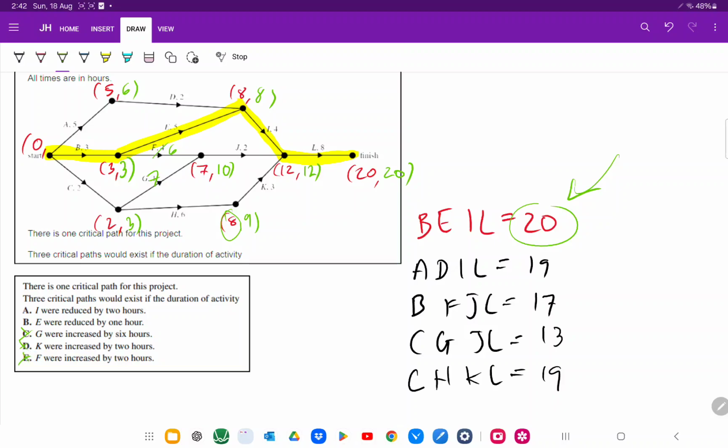And let's look at I. I was going to be reduced by 2 hours. Now, if you reduce I by 2 hours, that now becomes 10. 10 plus 8 is 18. We've only gotten 2 new critical paths after this, which is 19 and 19, but we want 3 critical paths. So E needs to be reduced by 1 hour. In this case, if this becomes 4, that becomes 3 plus 4 is 7. 7 plus 4 is 11. 11 plus 8 is equal to 19. So you get 19, 19, and 19. You get 3 critical paths for this question.